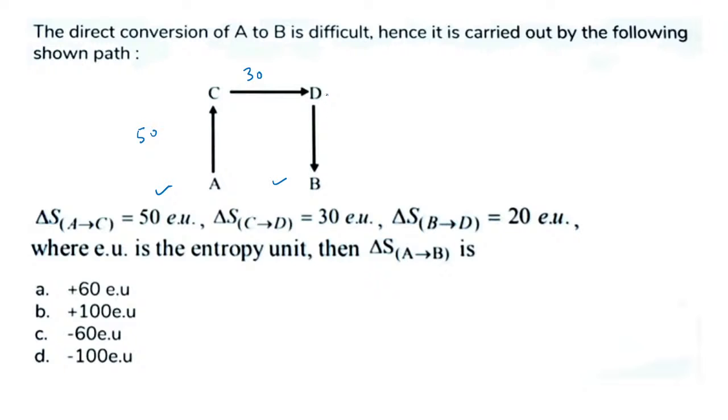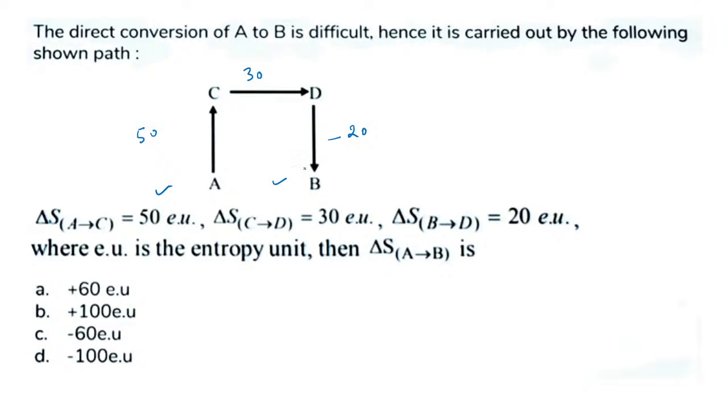So can I say that delta S from D to B is minus 20? Because it's a state function, it depends on initial and final conditions. If it's from B to D, it's 20, so from D to B, it should be minus 20. Okay, so this is minus 20.